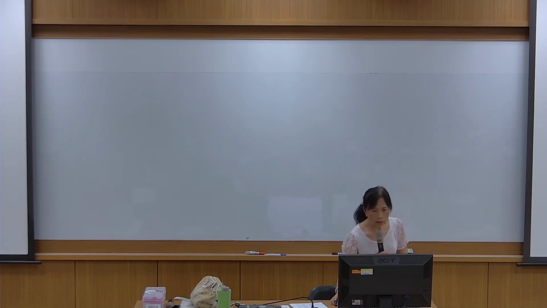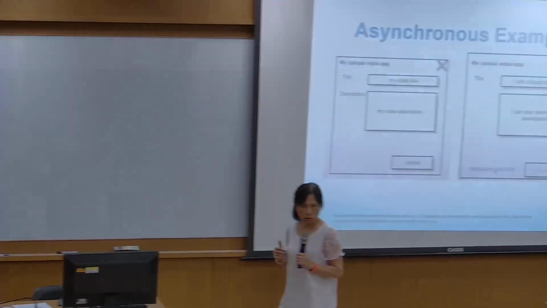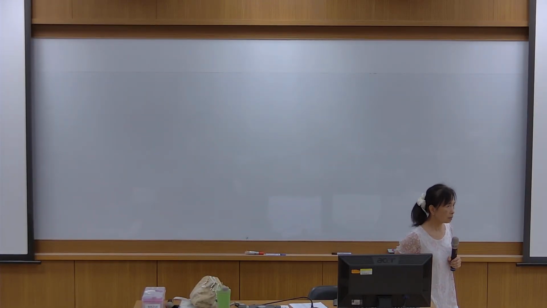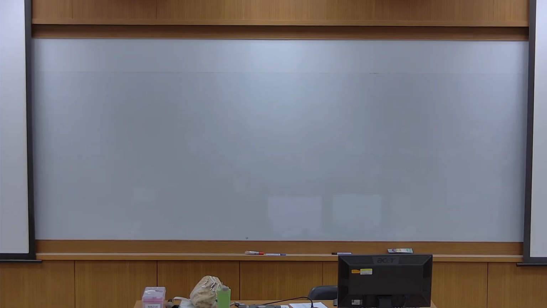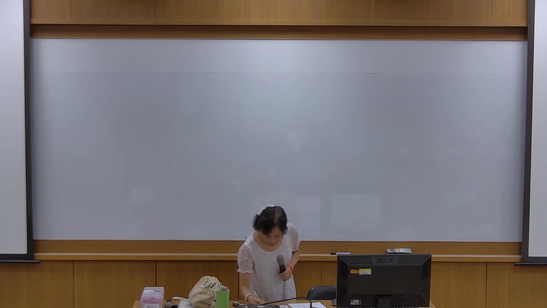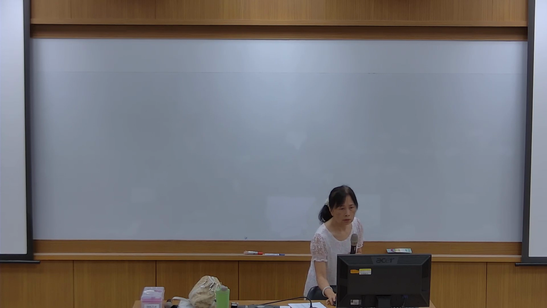What is the V? The V is upload success. I'm not sure, but I guess the V prints V, just the English V, but at the same time it's loading the upload success function. What is the V? Just the English V?